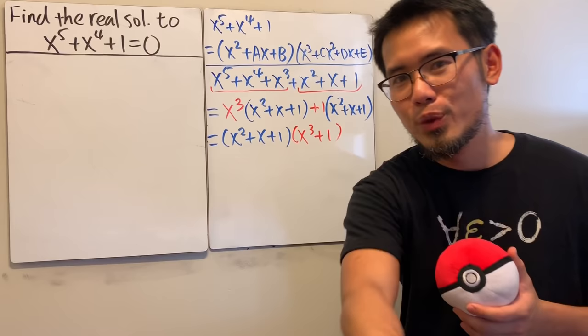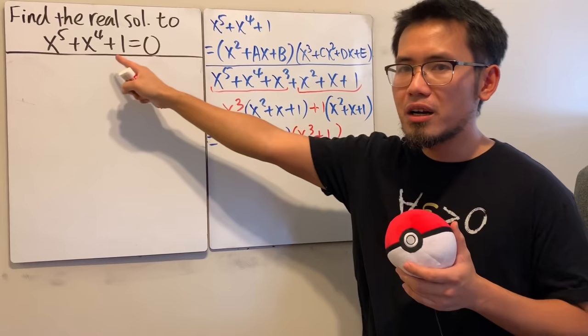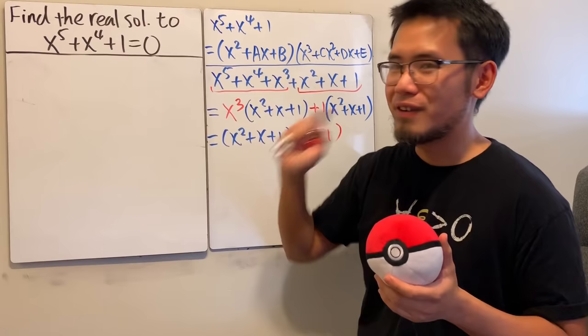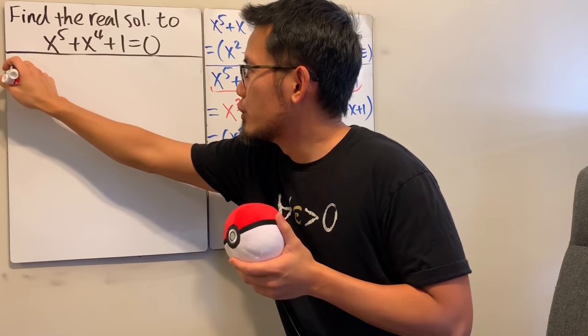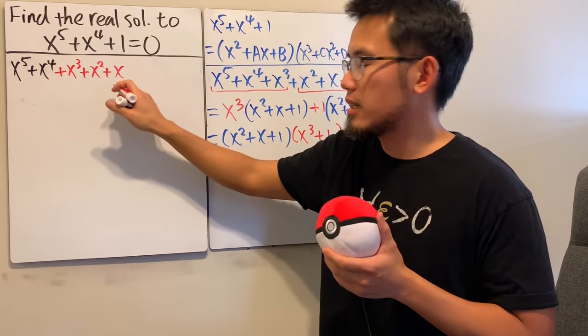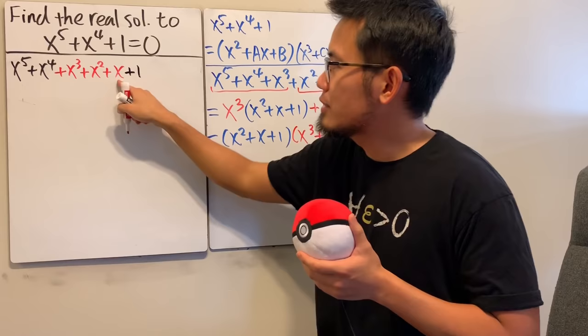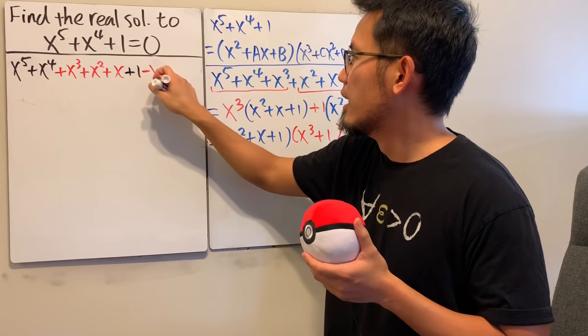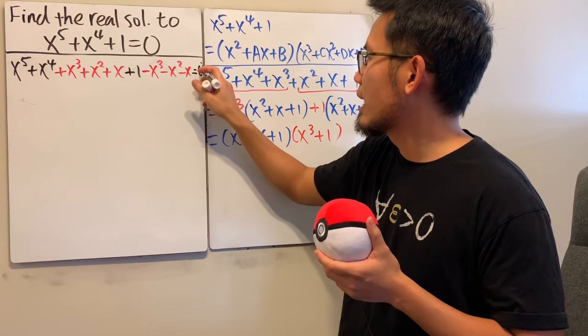Now, this is what we are going to do. We are going to come back here. We are going to invite these people to there, but we also have to take them away so we don't change the value. And we can actually factor this nicely. Have a look right here. Let me write it as x to the fifth power plus x to the fourth power. But I will have to add x to the third power, x squared, and then x. And then I will put down the plus 1. But again, these have to be subtracted right away. So let me just minus x to the third power minus x squared minus x. All in all, everybody has to be equal to 0.